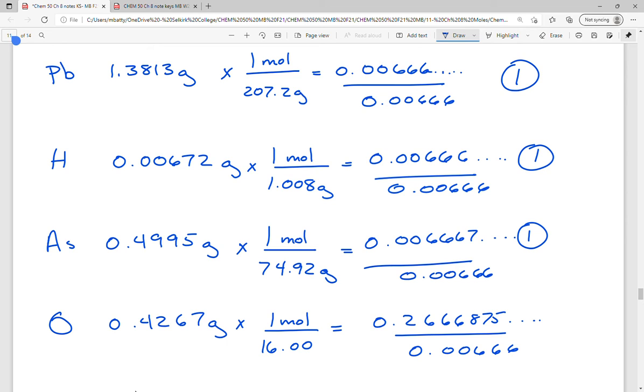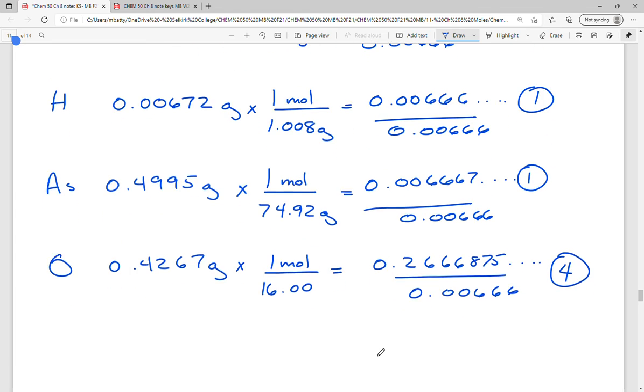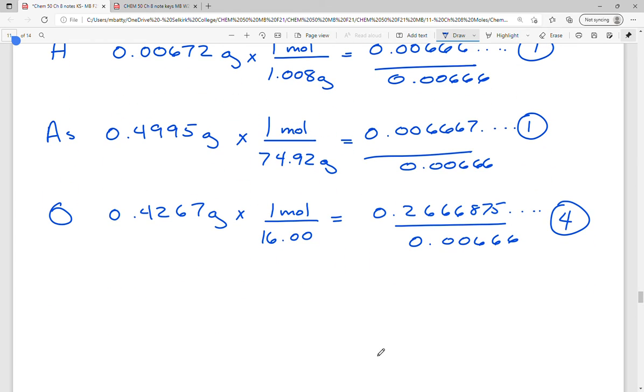And when I divide this one out, it's closest to a 4. There's no fraction to clear in this. So all of this work is what tells me the empirical formula for this insecticide against the potato beetle is lead, hydrogen, arsenic, and 4 oxygens.